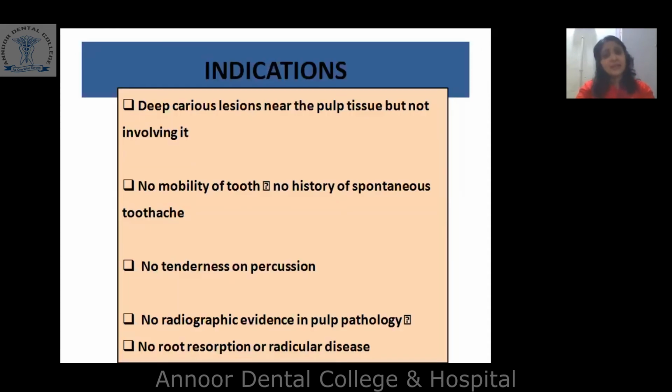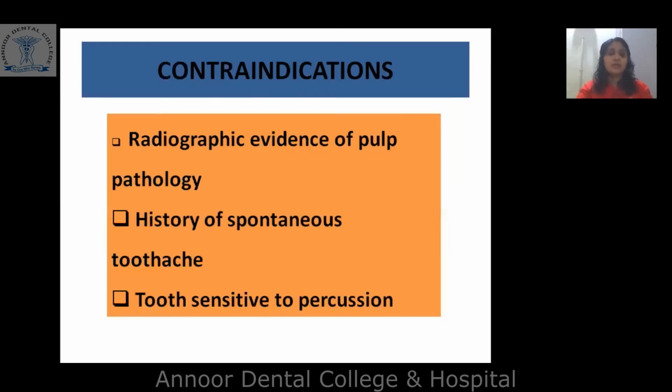Now, what are the indications for indirect pulp capping? You cannot do indirect pulp capping in every tooth. There are certain indications. Deep carious lesion near the pulp tissue, but not involving it. There should not be any mobility, no history of spontaneous toothache, no tenderness on percussion, no radiographic evidence of pulp pathology, and no root resorption or radicular disease.